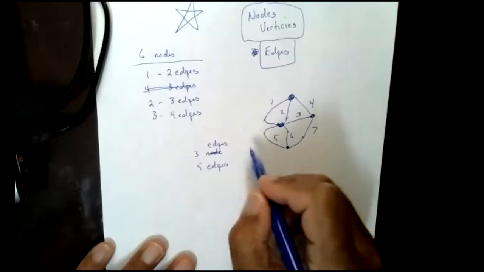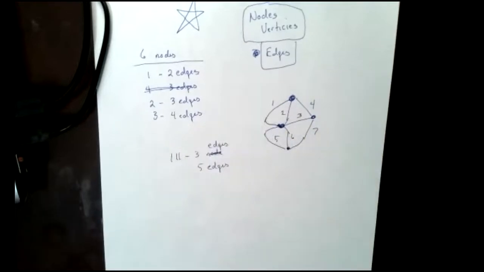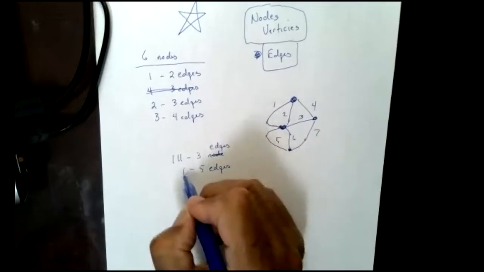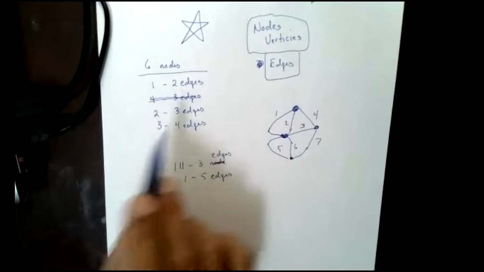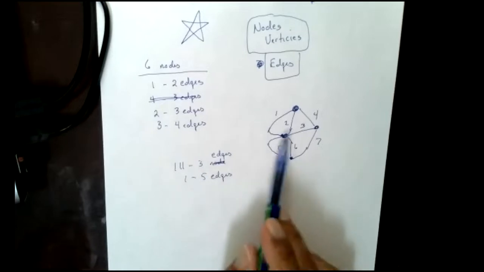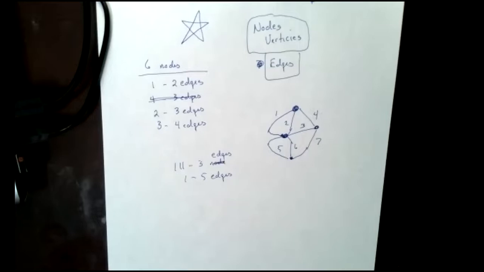Here's a node with 3 edges. So that's 2 of those. And here's a node with 3 edges. And it comes down to, like I said before, in the world of graph theory, do I have an even number of nodes with odd edges? And so, no, we can't traverse this without lifting our pencil.